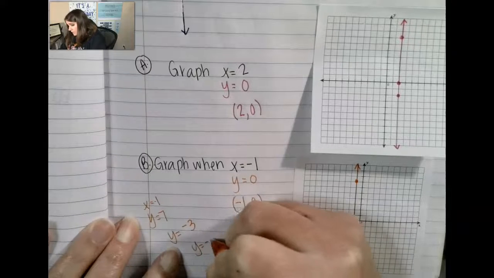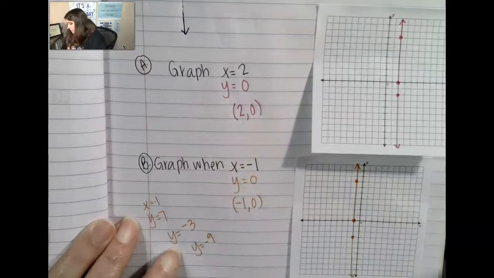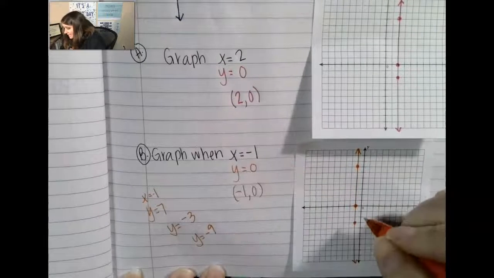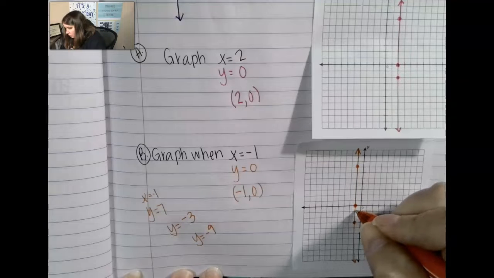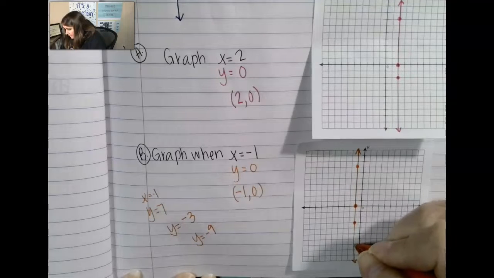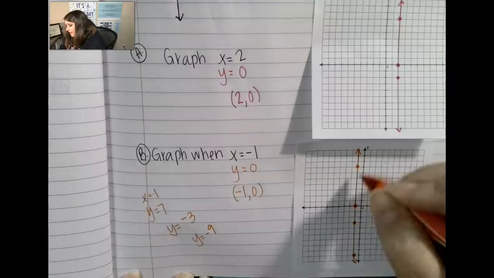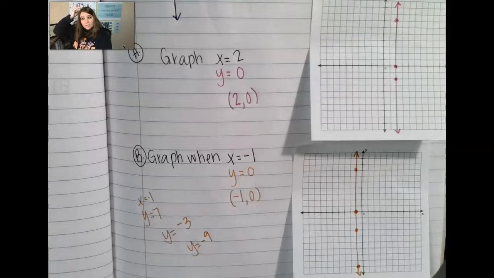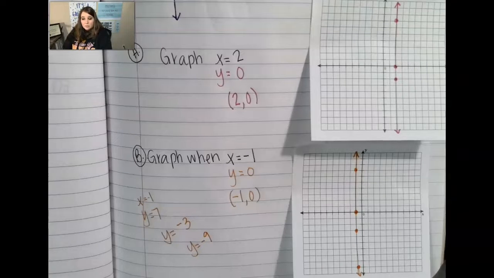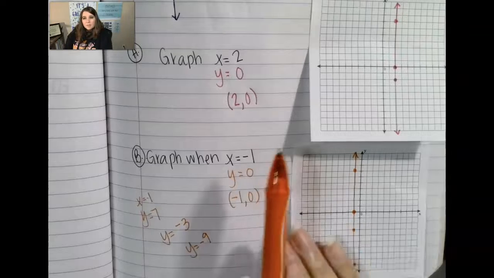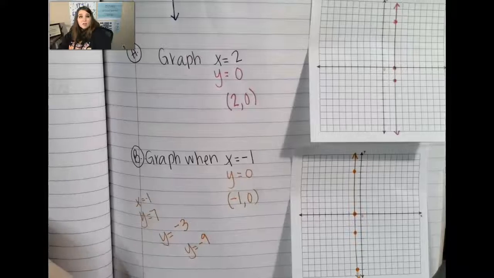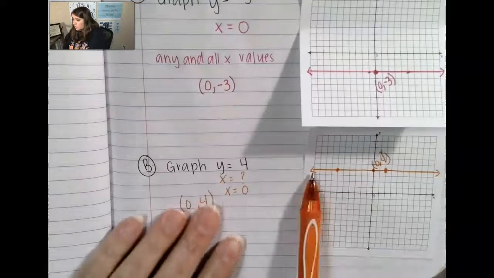What if it's y equals -9? Why do I make myself count so much? My x value is still -1. Boom, over to -1. 1, 2, 3, 4, 5, 6, 7, 8, 9. It doesn't matter. When I connect these dots, I will still get a line that runs vertically up and down, top to bottom. So when it tells me the x value, I am going to end up with a vertical line. When I know the y value, I will end up with a horizontal line.